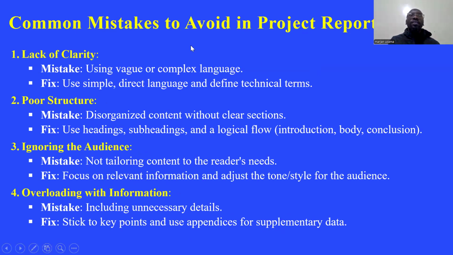What are the common mistakes to avoid in a project report? Number one, the first mistake that people normally make, is the lack of clarity. That is, you use a lot of complex language. So always ensure you use simple, direct language. Number two, poor structure. That is, your research is very disorganized, without clear sections. So you need to fix this by having headings, subheadings, and ensure there is a logical flow.